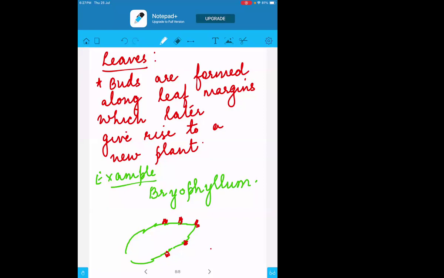So on the margin of the bryophyllum leaf, small buds arise. When these buds fall down somewhere on the ground, what happens? They start growing into a new plant. That is why this is an example of the leaves, because the buds fall down from the leaves and grow into new plants.